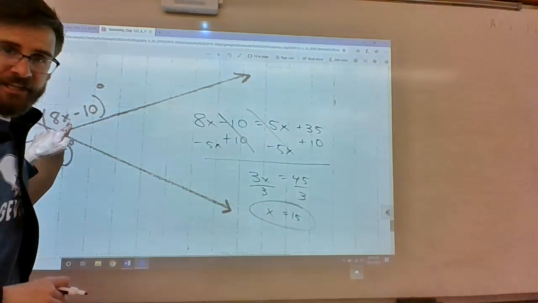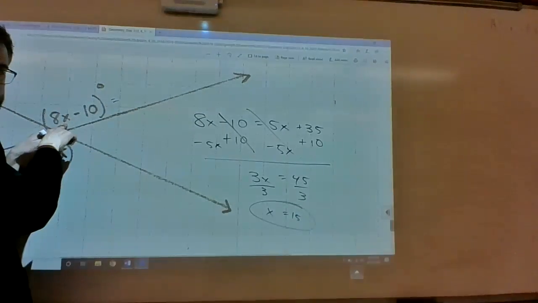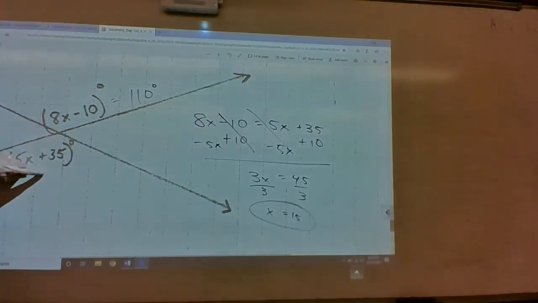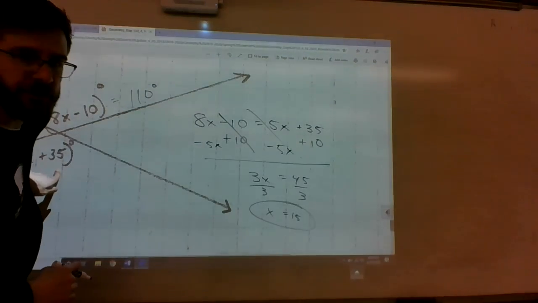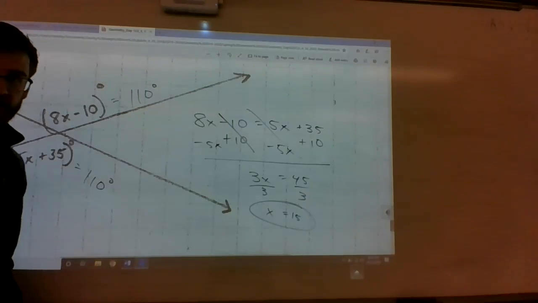Plug it back into here to figure out what the degree measure is. So 15 times 8 is 120 minus 10 is 110 degrees. And if this is across from it, and we said that they're equal, then you know that this one is also 110 degrees. There's no need to plug it back in.